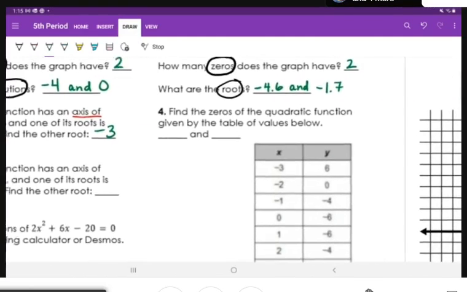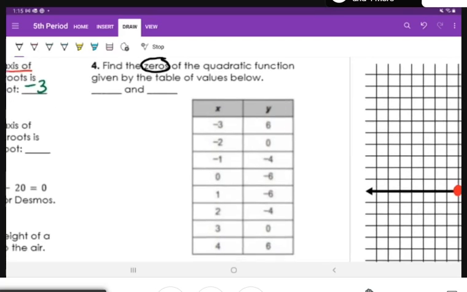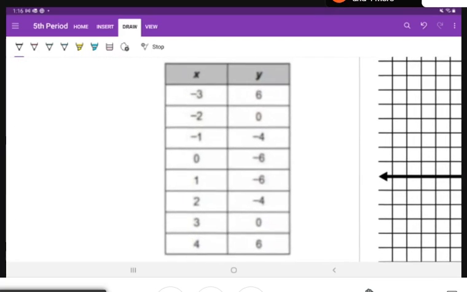I think everybody got number 4 right as I was walking around checking work. Number 4 is a pretty straightforward problem. We want to find the zeros, but remember, zeros just means roots. We want to find the roots of the quadratic function given by the table of values. So this table has x values and y values. Roots are the places where our y value is 0. So first, find the places where your y value is equal to 0.